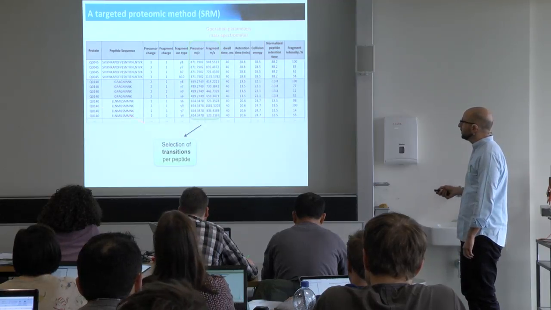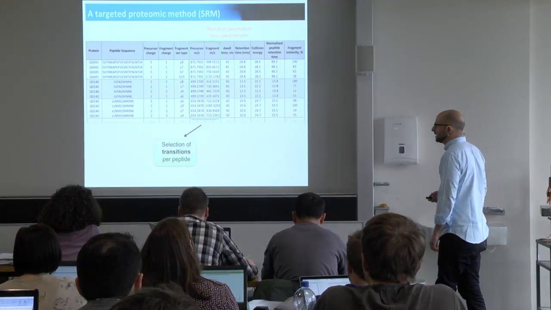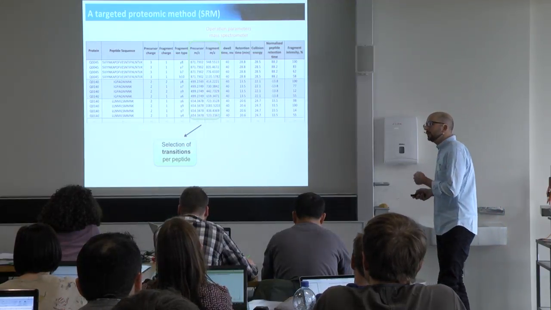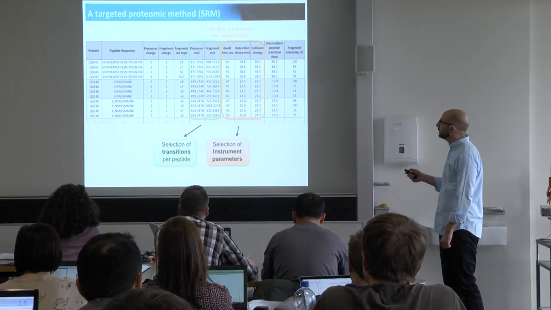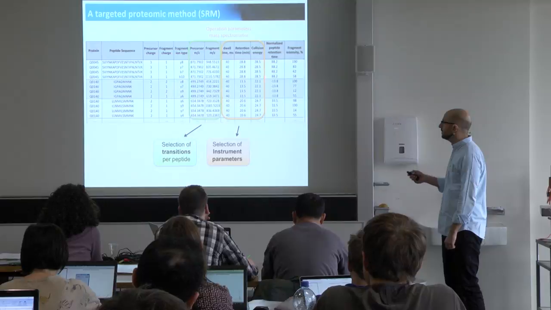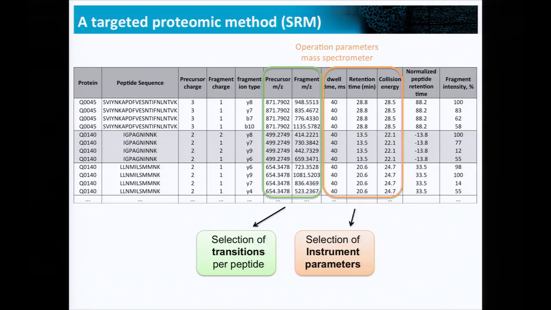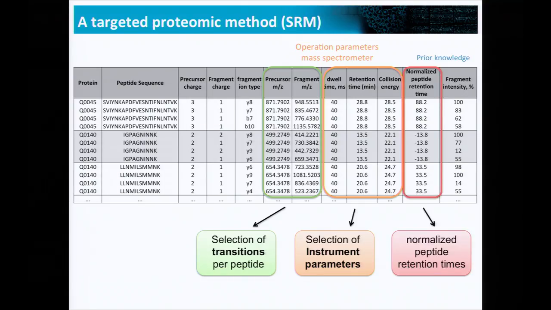In the first part of the talk, we'll talk a little more about selection of the transitions, to continue on what Tina started. Then we'll talk about these columns: dwell time, how we work with retention time, and how we work with collision energy. The third part of this talk will be about normalized retention times. Tina already mentioned it this morning, and we'll explain how this concept works and how it is implemented in Skyline and so on.